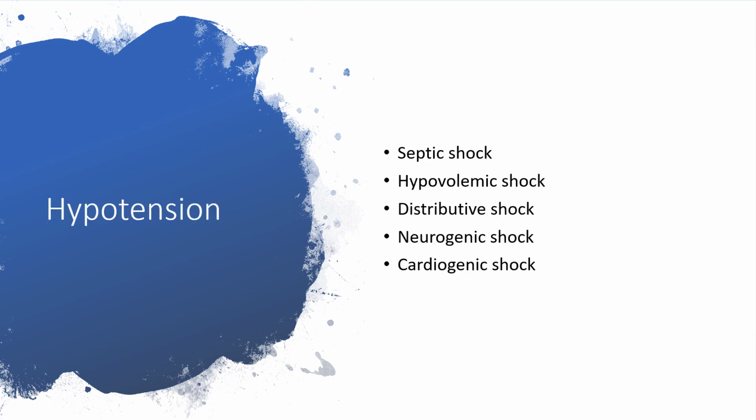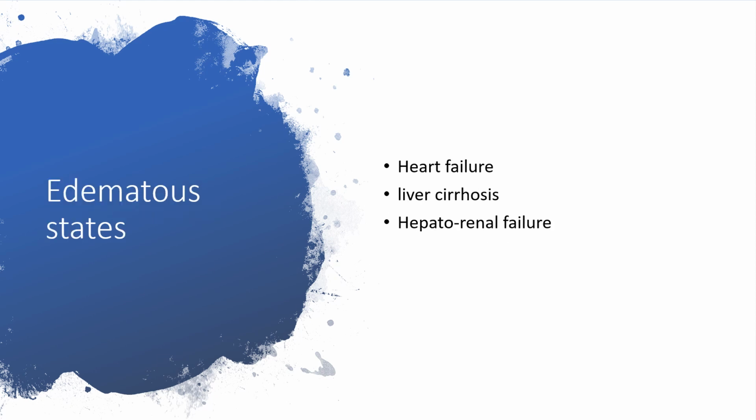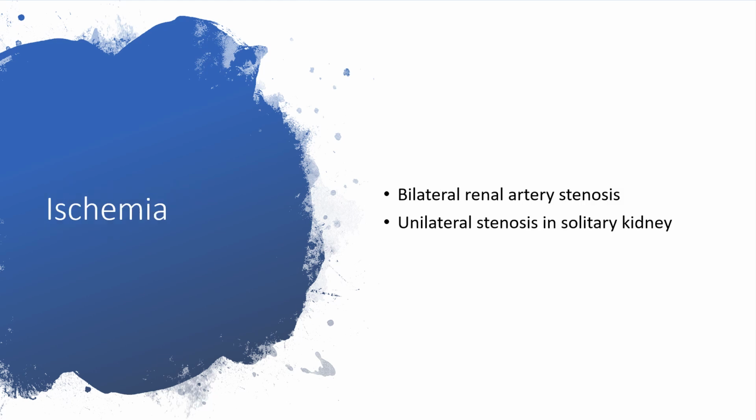Still on pre-renal, it could be hypotension from septic shock, hypovolemic shock, distributive shock, neurogenic shock, or cardiogenic shock. It could be edematous states like heart failure, liver cirrhosis, hepatorenal failure. Also bilateral renal artery stenosis or unilateral stenosis in a solitary kidney.